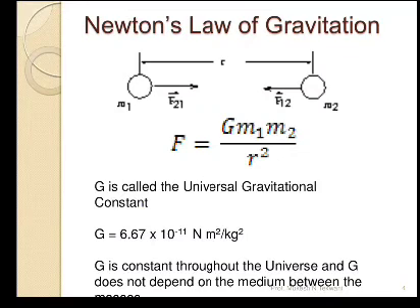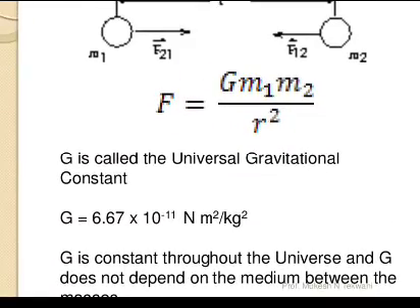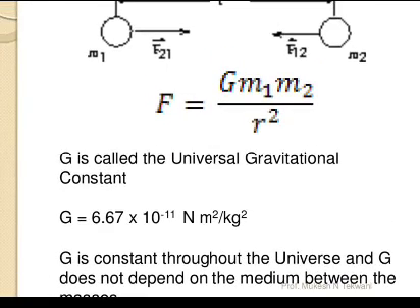In the equation, capital G here is called the universal gravitational constant. The value of this gravitational constant is 6.67 into 10 raised to minus 11 Newton meter square per kilogram square. This value was first calculated by the scientist Cavendish, and the value of G is the same in the universe.